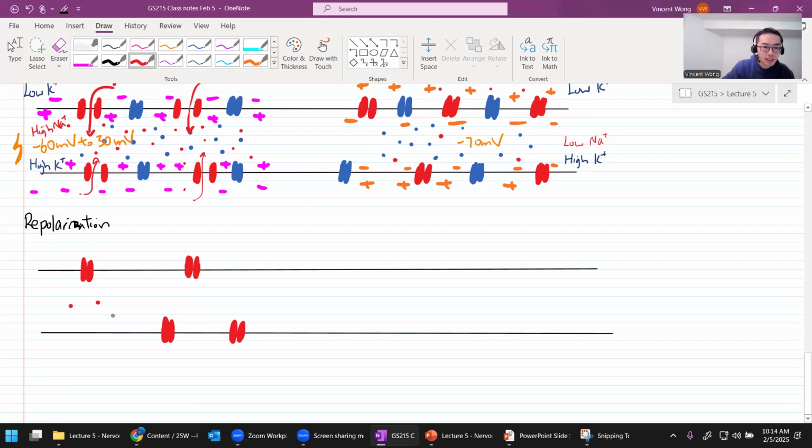And so all this sodium that came in, they are done. They have nowhere else to go. They cannot go back out. Doors are closed. Too bad. This is the high sodium right now and low sodium, relatively speaking, of course.